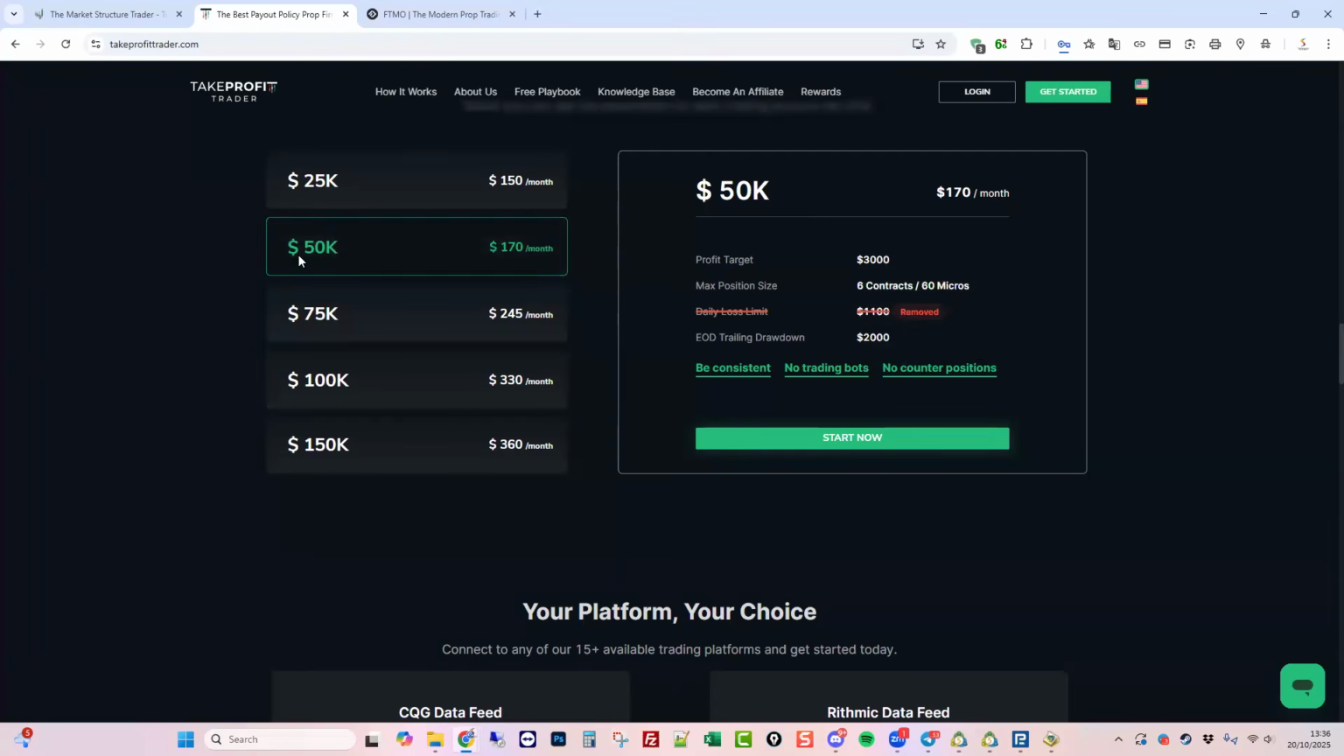Okay, so forget these fancy numbers that they show you over here. It's absolutely irrelevant. This 150K has got nothing to do with anything. They are giving you $4,500. That's it. Okay.